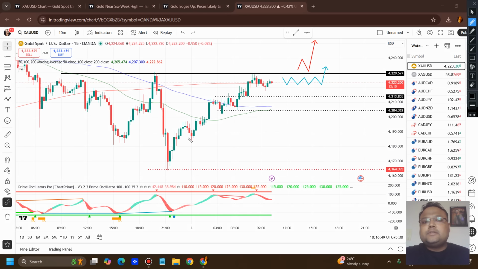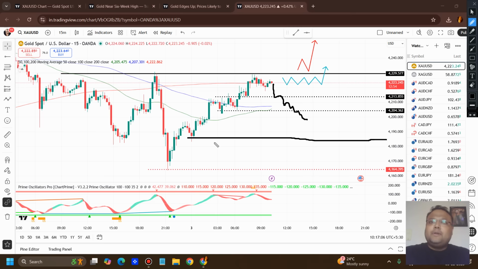This is also another support zone. If the market, for example in the European session, is coming down, if you're a day trader, you can also look for a buy around the 4185 area. If the market takes support, you can look for a buy. Keep in mind, no level is permanent. Our capital is limited, so we need to be careful.